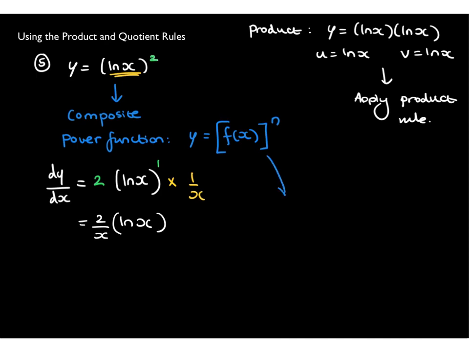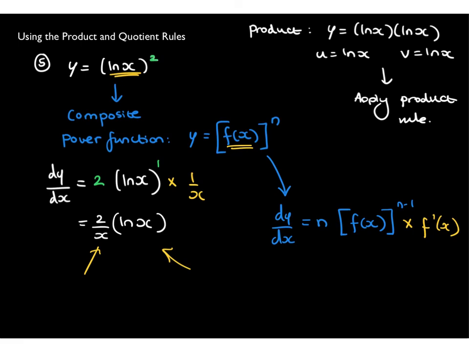Remember, differentiating a power function, dy by dx, is n f of x, all raised to the n minus 1. Multiply by the power n, reduce the power by 1 to n minus 1, and then multiply by the derivative of the inner function, which is f dash x. And that's exactly what we've done here to get to this answer.